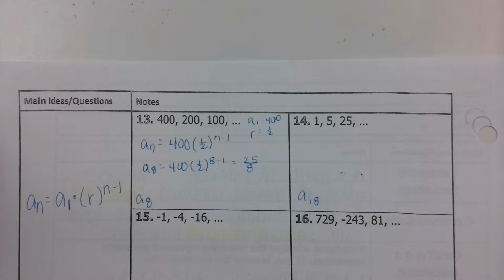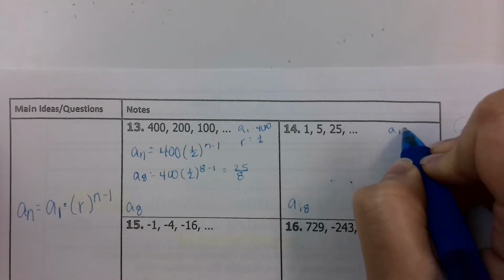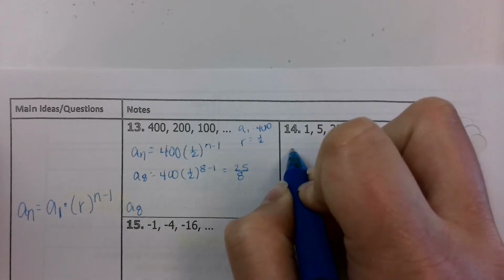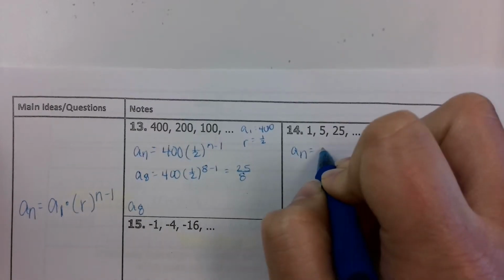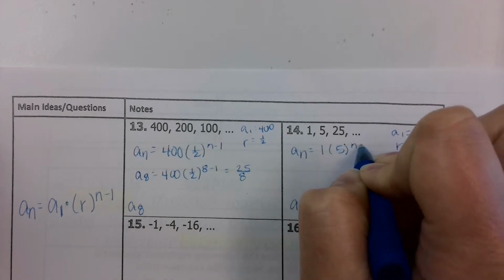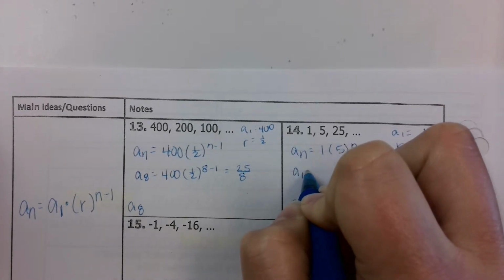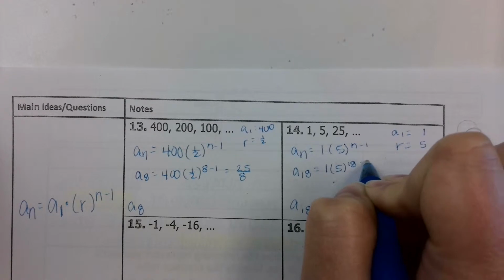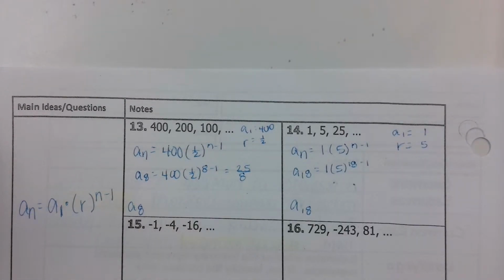Cool beans. So for number 14, what was your A1 value? 1. Your R, your common ratio? 5. So set up your formula. You're going to have A sub n equals 1 times 5 to the n minus 1. So when we want to find the 18th term, you've got 1 times 5 to the 18 minus 1, so it is just 17. When you type that in your calculator, you get 76293453125. A big number. I'm not going to write it. We okay with that?